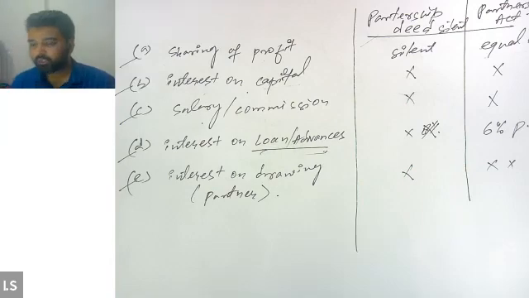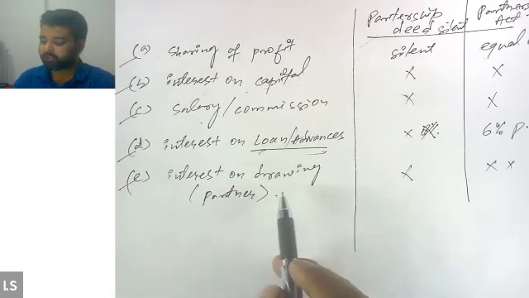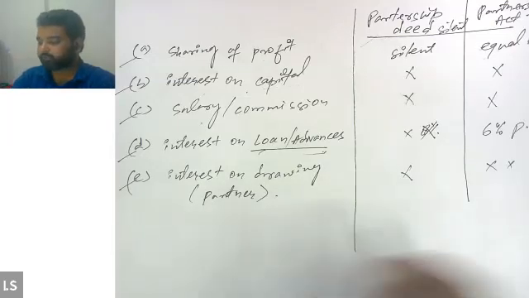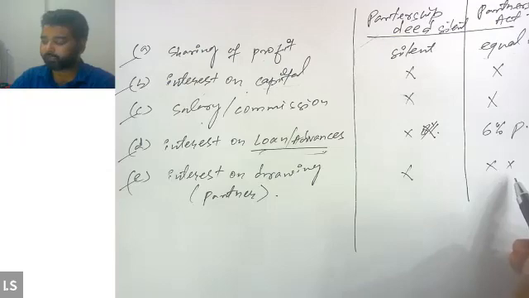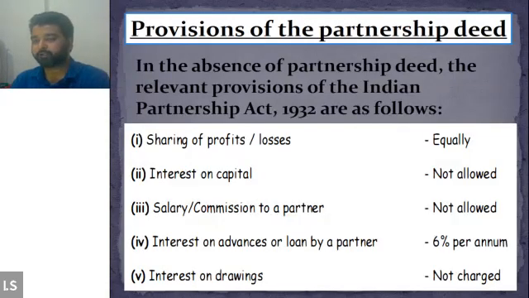Interest on loan, irrespective of whether agreed or not, as per the Partnership Act 1932, a partner will be entitled to claim 6% per annum or as per the agreement. And if there is drawing made by the partner, interest cannot be imposed on such drawing. So these are the 5 very important provisions as per the Partnership Act.